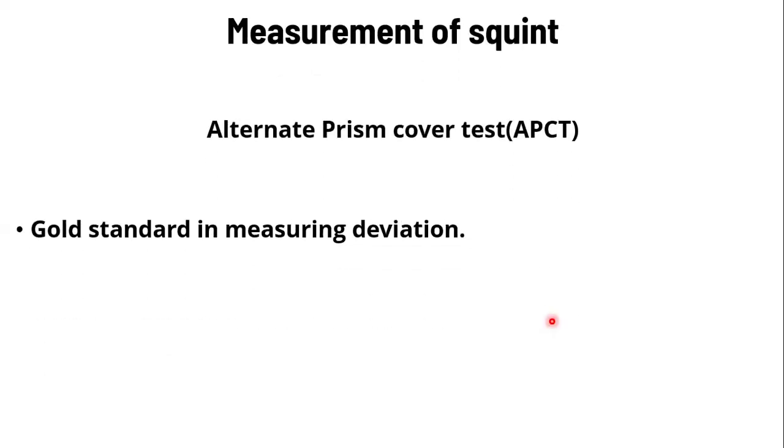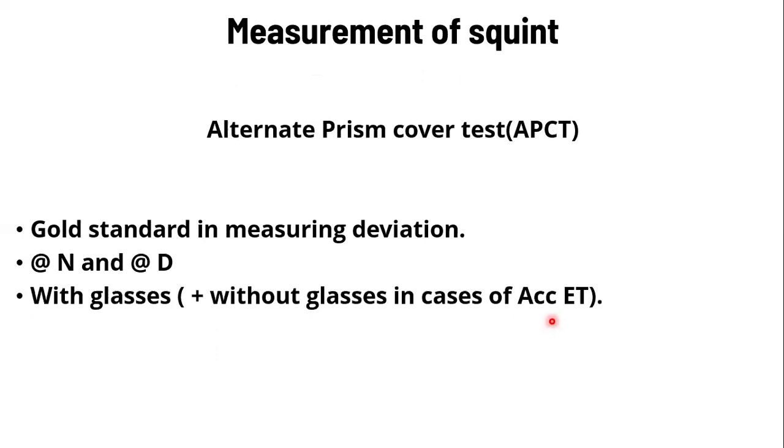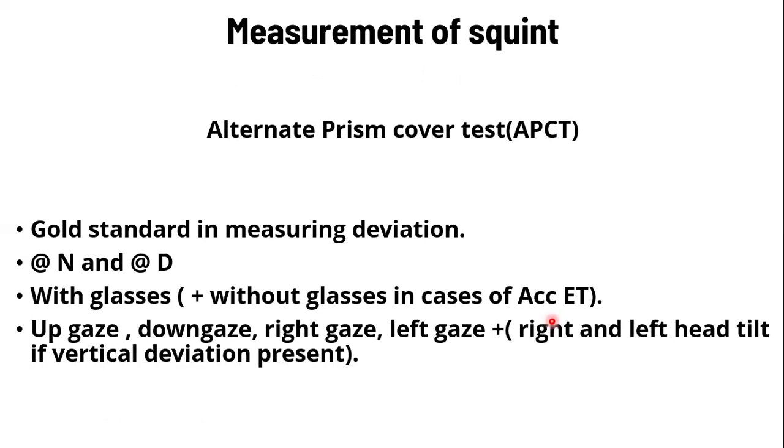Alternate prism cover test is the gold standard in measuring deviations. We should do it at near and at distance with glasses. Patient should wear the glasses. And also we should do it without glasses, especially in cases of accommodative esotropia. Also in up gaze, down gaze, right gaze, left gaze.